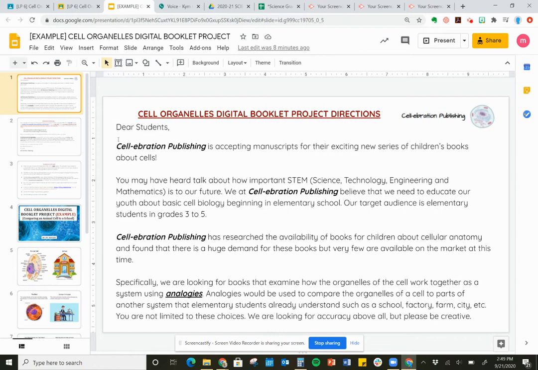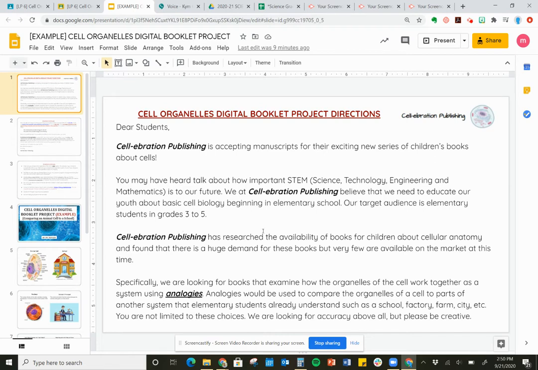So here's the first slide. It says, "Dear students, Celebration Publishing is accepting manuscripts for their exciting new series of children's books about cells. You may have heard talk about how important STEM, science, technology, engineering, and mathematics is to our future. We at Celebration Publishing believe that we need to educate our youth about basic cell biology beginning in elementary school. Our target audience is elementary students grades 3 to 5.